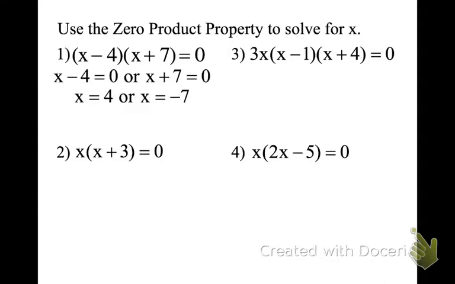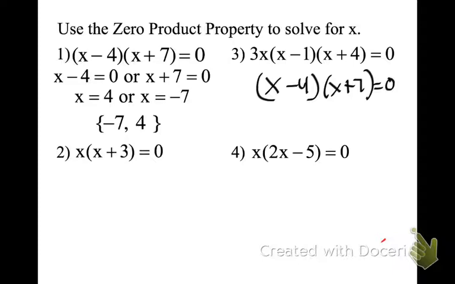Okay. And you can always check yourself. So if I were checking myself now, the original problem is x minus 4 times x plus 7 equals 0. So if I substitute, let's say, negative 7 in, negative 7 minus 4 times the quantity of negative 7 plus 7.